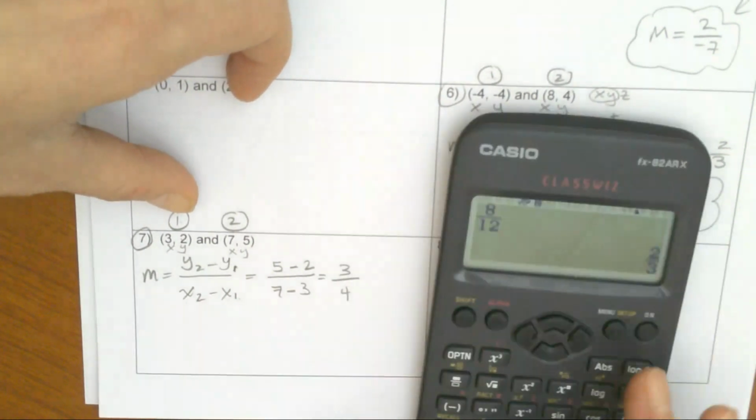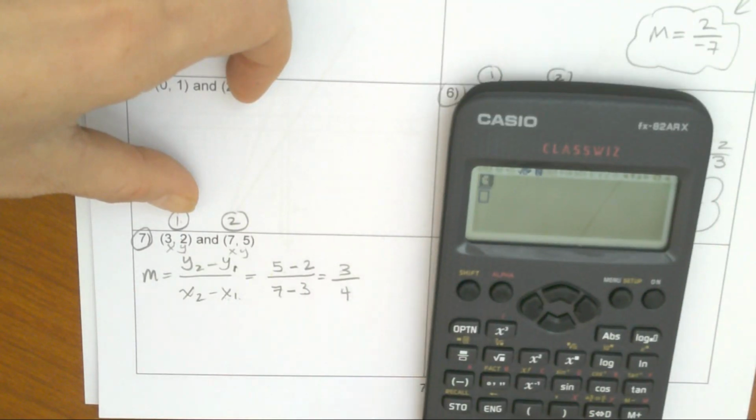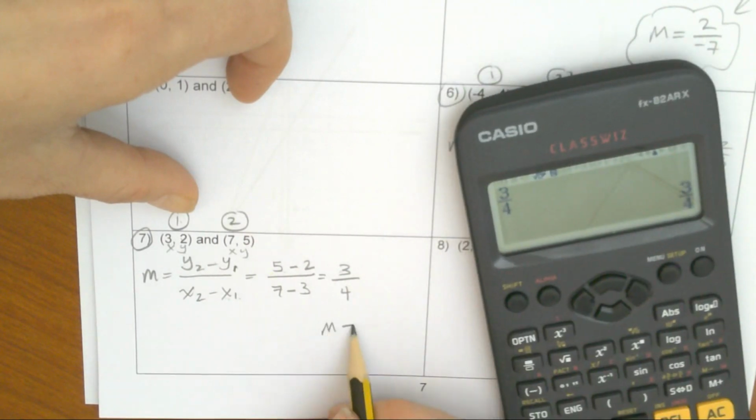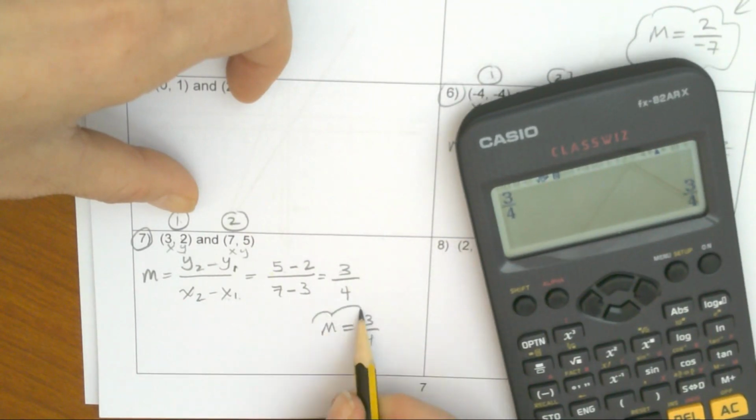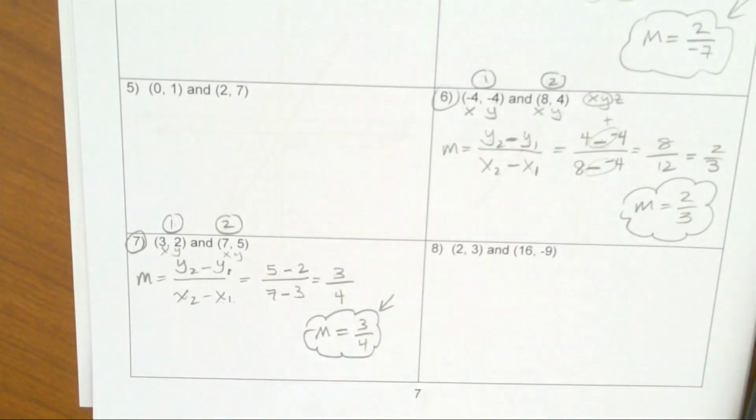Let's check to see if we can make it more simple. I don't think so because that's a prime number. Nope, that's it. So my slope is equal to 3 over 4. Did you get the same thing? Leave it as a fraction. Don't change it to a decimal. Okay?